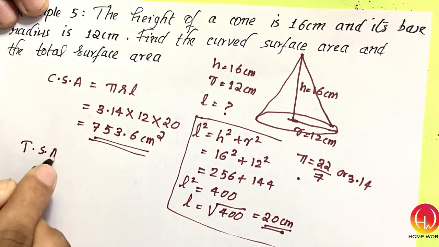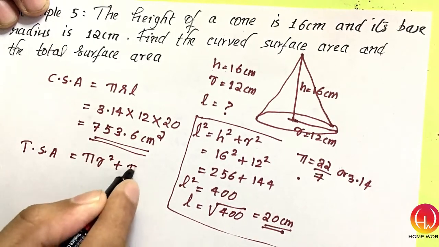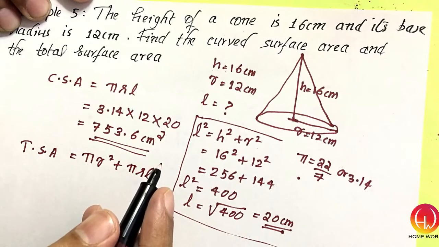Next, total surface area. What's the equation to find total surface area? Pi r square plus pi r l. Then what is pi r square?